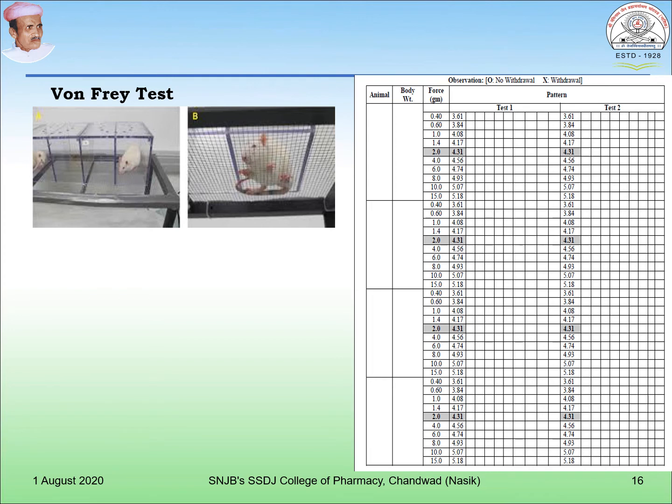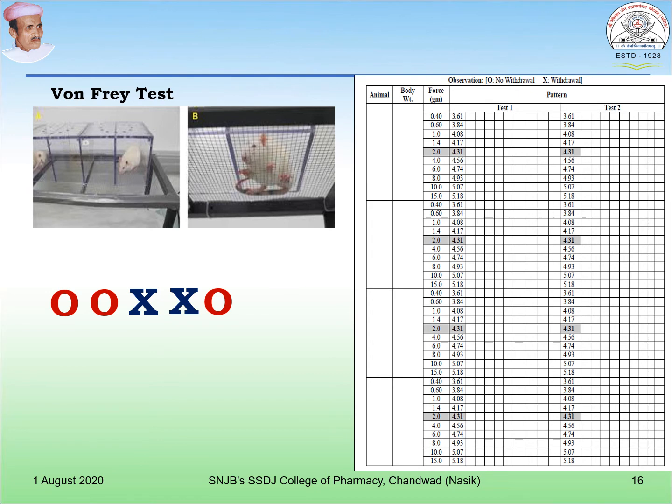So for example, suppose I have started with a force of 2 gram, and if the animal has not shown any response, I will write here an O, and then I will go for a higher force, and at the higher force again if it does not give any response, I will put an O, and again further I will go for a higher force, then it will show the response, I will put the X. And if it shows the response at 6 gram, then you go to the lower side, then go with the 4 gram, again it shows the response, again go to the lower side, and you will get the O. So a particular type of pattern you will obtain: O, O, X, X, O.